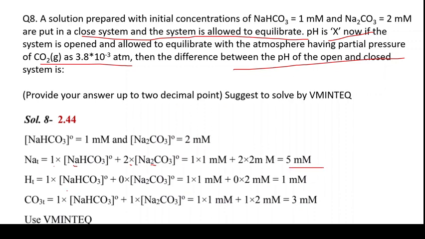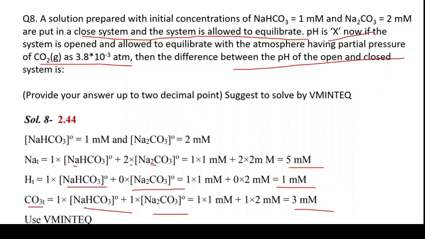And what is H plus? H plus is coming from NaHCO3 and nothing is coming from Na2CO3. So we got 1 millimolar. And CO3, how is it coming? NaHCO3, Na2CO3. So we got 3 millimolar.